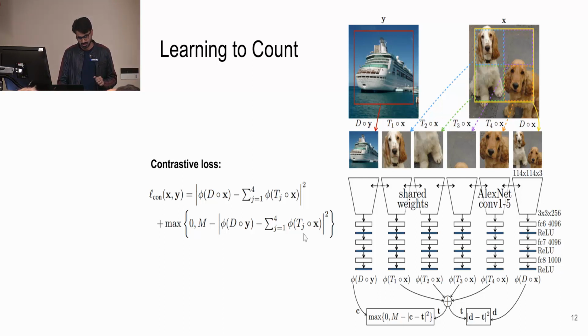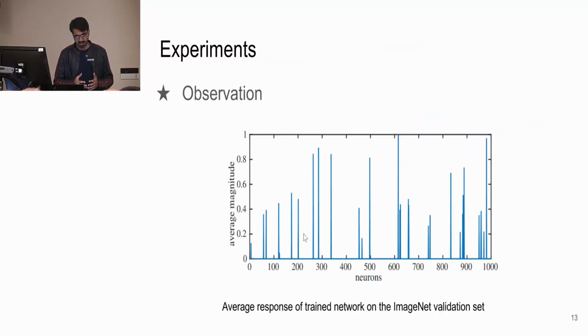Okay, so we are done with the method. Now I will discuss experiments and observations. One of the first observations is that the activations of the neurons are very sparse. We know that AlexNet has 1,000 neurons in the last layer, and if you see this graph, we can see the average magnitude. There are very few neurons which are actually firing. They stated in the paper that only 30 neurons have non-zero magnitude.